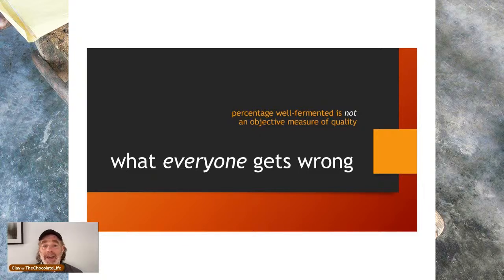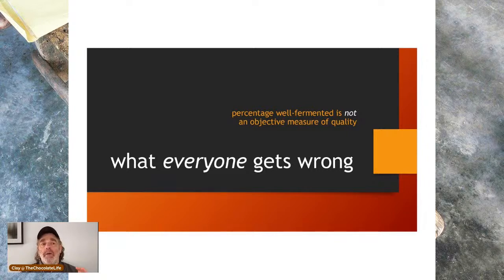So what everybody gets wrong is the assumption that anything under 80% well fermented means the bean is under fermented, and anything over, say, 90% fermented means that the bean is over fermented. And what I want to do right now, if there's nothing else that you walk away from this hour with, is just forget that notion. It's not a concept that is useful to anyone. And in fact, it can be harmful.